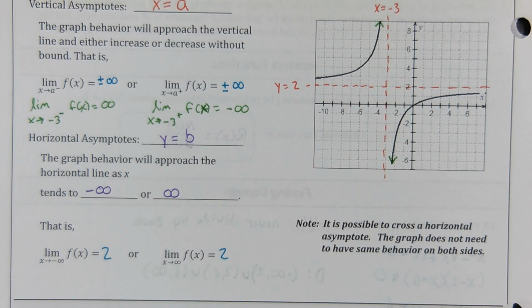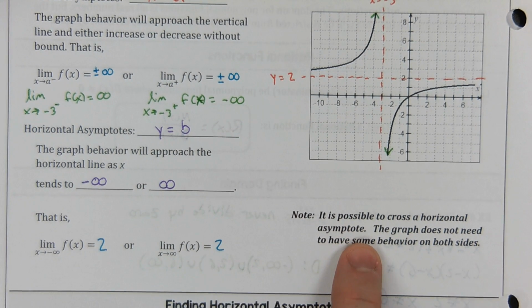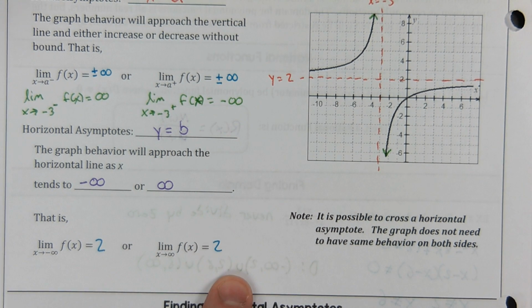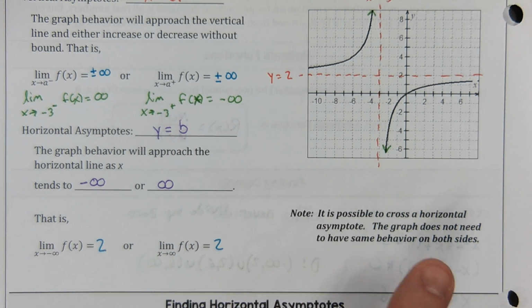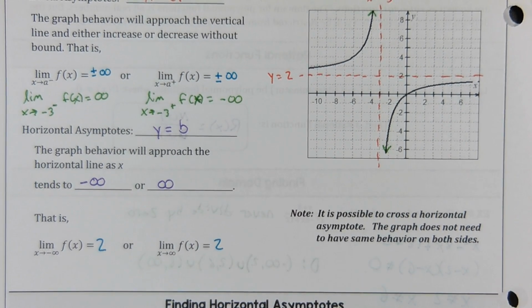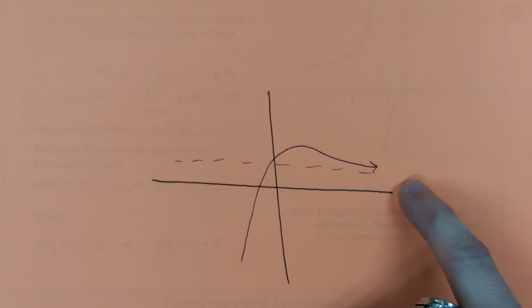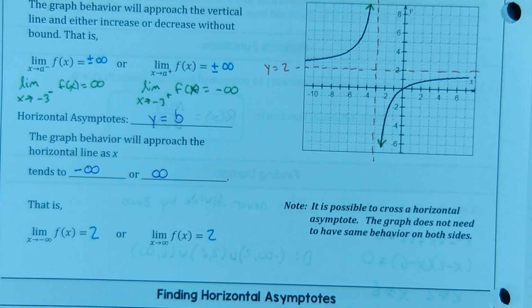Which actually leads me to what the true definition of an asymptote is. You see, some students think an asymptote is a line you can't cross. That's not true. It is possible to cross a horizontal asymptote. The graph does not need to have the same behavior on both sides. Meaning, it could cross it on one side and not the other, but it will still approach that number on both sides. And I have a picture here just to show you. It's possible for a graph to go through a horizontal asymptote, but then get close to it again, forever. Because that's what the definition of an asymptote is.